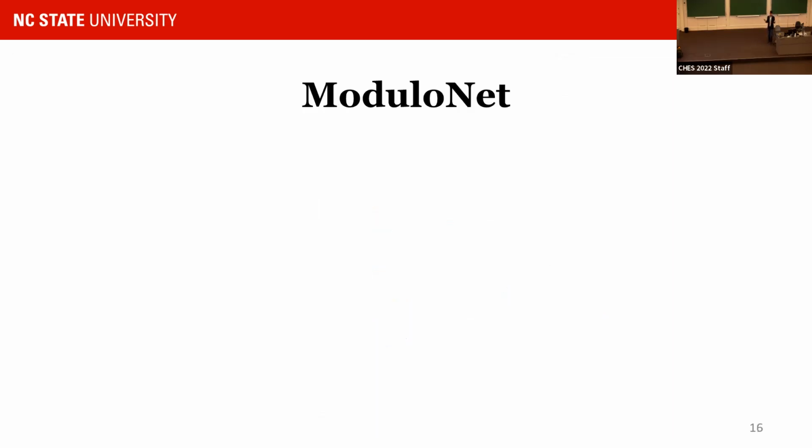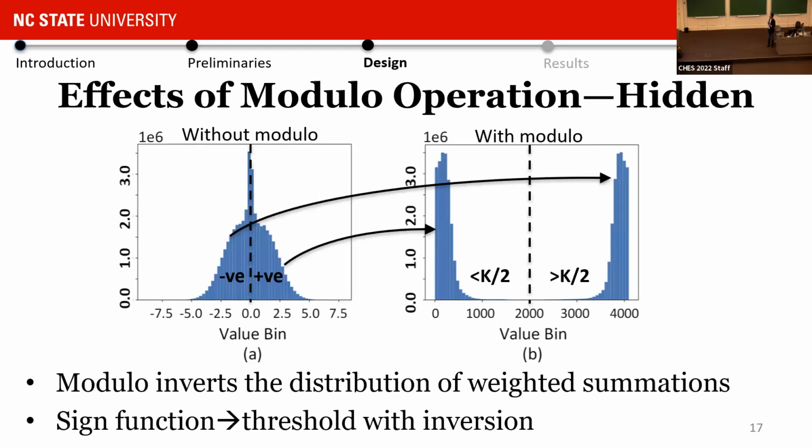Okay, so ModuloNet, which is our work. To find the modulus value, we tried to plot a histogram of how the weighted summation distribution looks at the input of each neuron. And as you can observe, because we have a signed representation here, it's distributed around 0. These negative values will be binarized to -1, positive values will be binarized to +1. But with modulo, the negative half of the histogram shifts to the positive side, right? Because that's how modular arithmetic works. And because of that, what was a sign function now becomes a threshold function. So we had to make that first change.